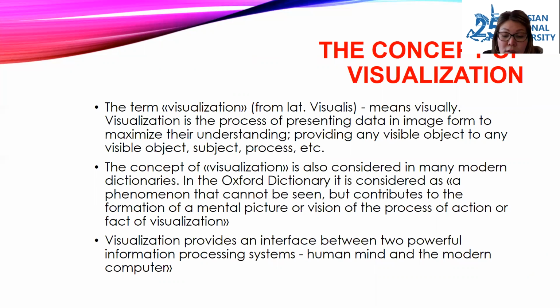For example, in the Oxford Dictionary, it is considered as a phenomenon that cannot be seen but contributes to the formation of a mental picture or vision of the process of action or fact of visualization. Also, this technology provides an interface between two powerful information processing systems, the human mind and the modern computer.